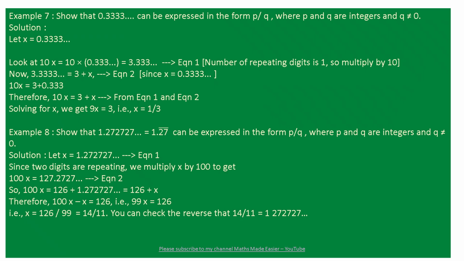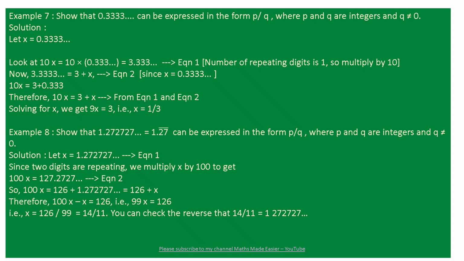Let's look into some textbook examples. Show that 0.3333 can be expressed in the form p by q, where p and q are integers and q is not equal to 0. The given number is 0.3333 and so on. Let's assume that number to be equal to a variable x. So, let x equal 0.3333 and so on. Now, we need to multiply this x by 10, and 10 on the other side of the equation as well. So, 10x is equal to 10 into 0.3333, which gives 3.3333. Let's call this equation number 1.